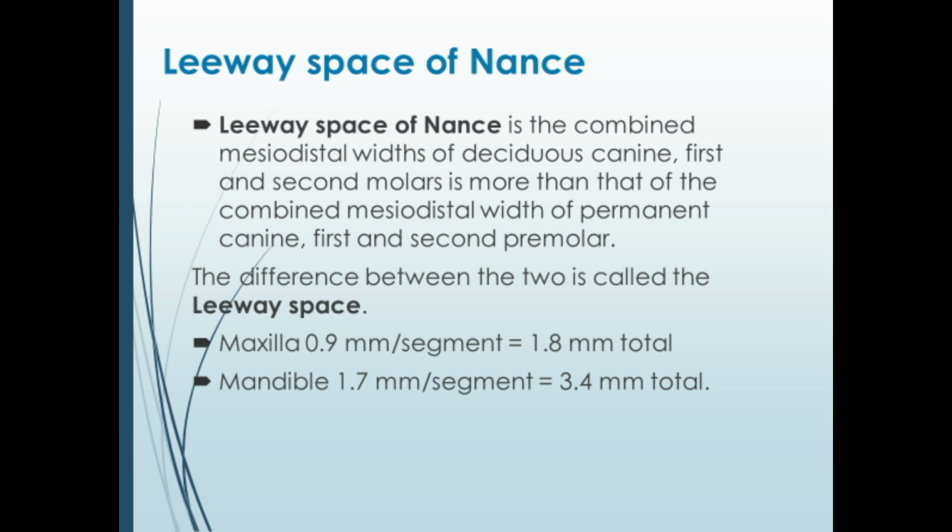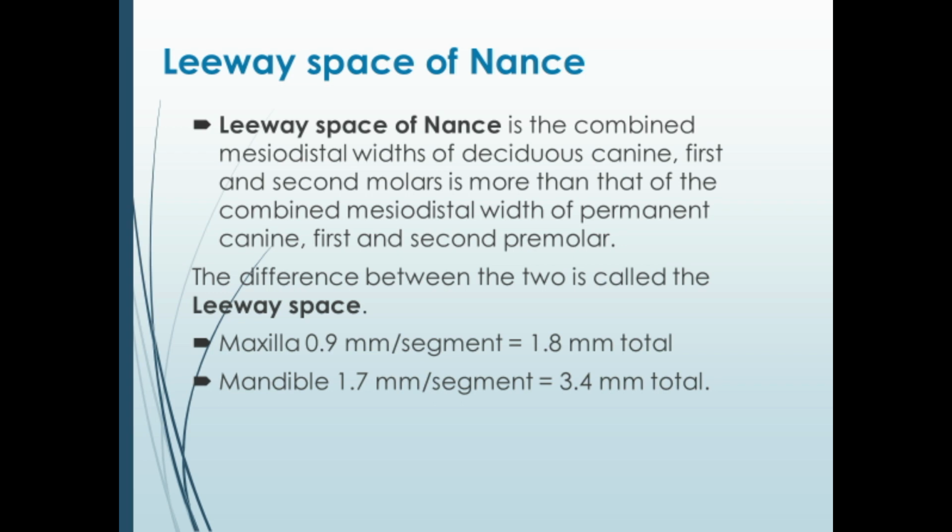Leeway space of Nance. In general, the combined mesial-distal crown dimension of the primary canine and primary first and second molars is greater than the combined mesial-distal crown dimension of their successors, namely permanent canine and first and second premolars. The amount of space gained by this difference in the posterior segments is termed as the leeway space of Nance and is present in both the arches.